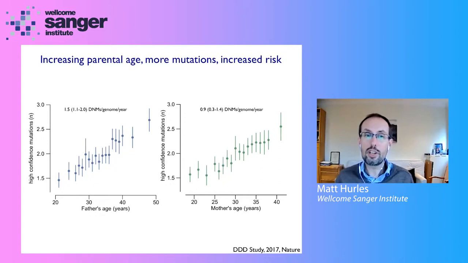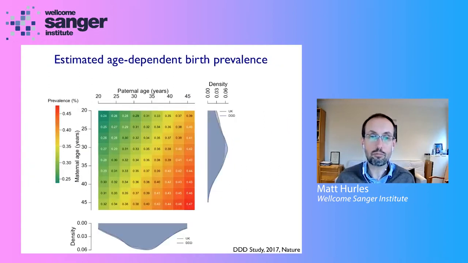So we can start to use this information on both the proportion of patients that have a de novo mutation as a cause, and the effect of age, to look at what the overall public health burden is of developmental disorders caused by new mutations.